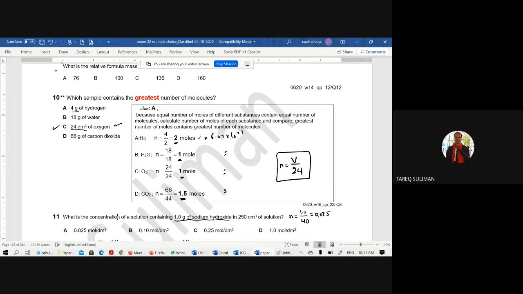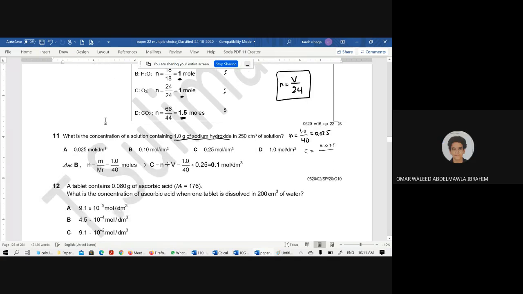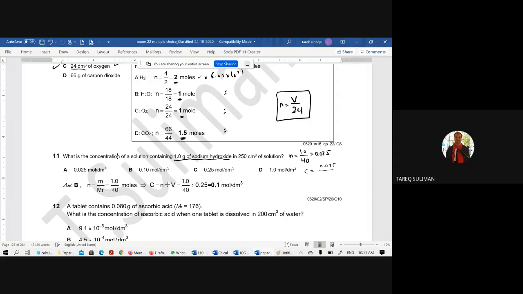So now we need to find the concentration. How to find it? Number of moles divided by what? Volume. Volume must be in which unit? In decimeter cube. So divide this by 1000. It will be 0.250. So what would be the concentration? 0.1. Okay? Clear?